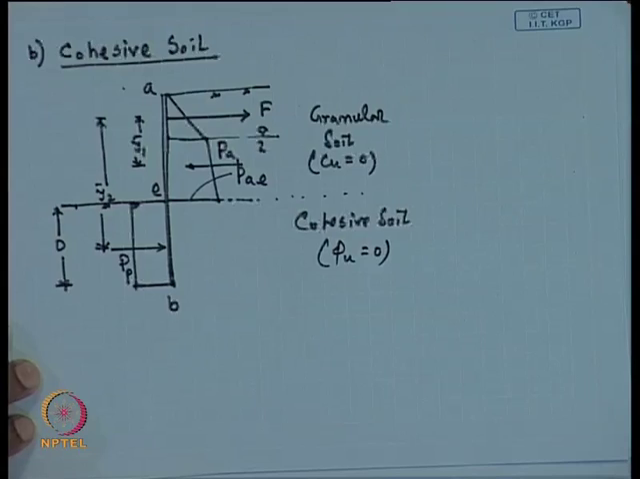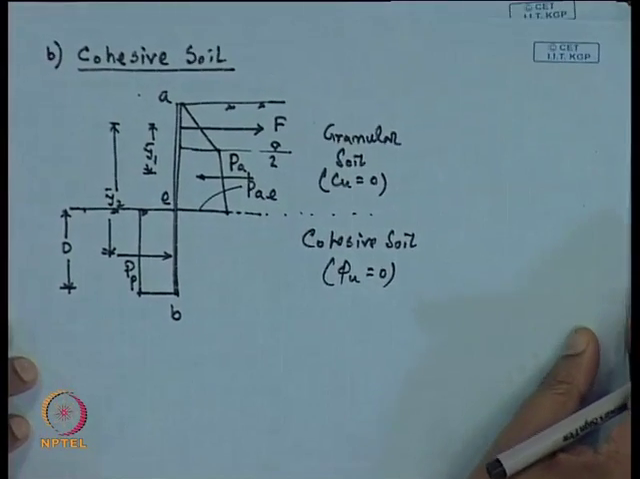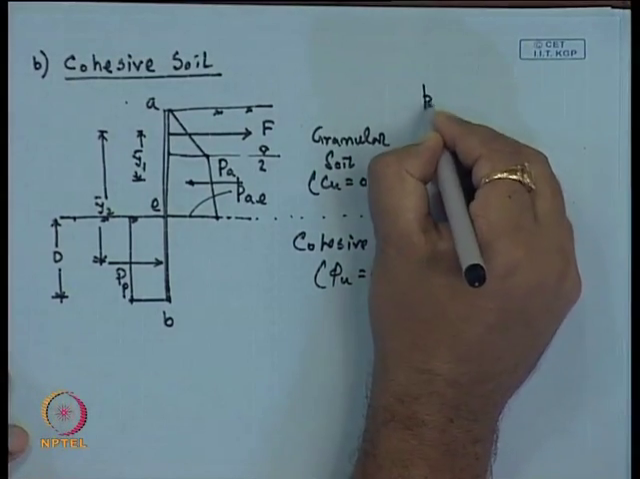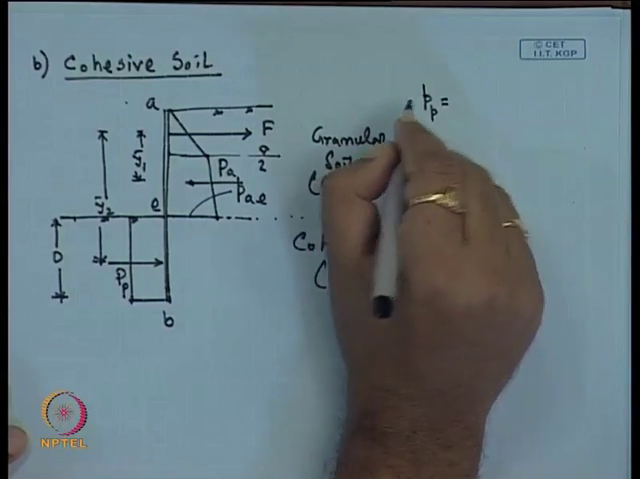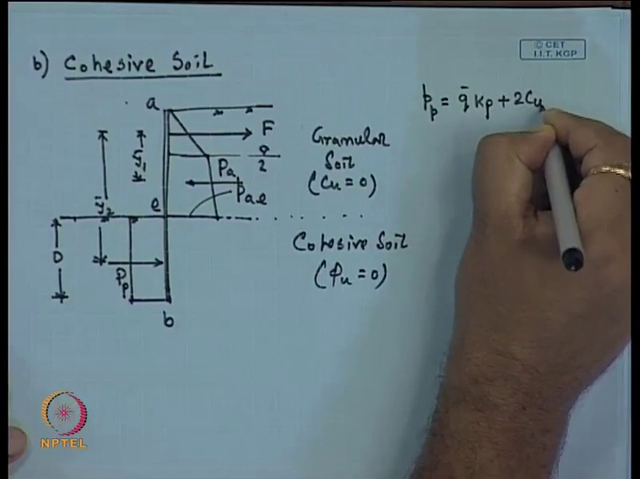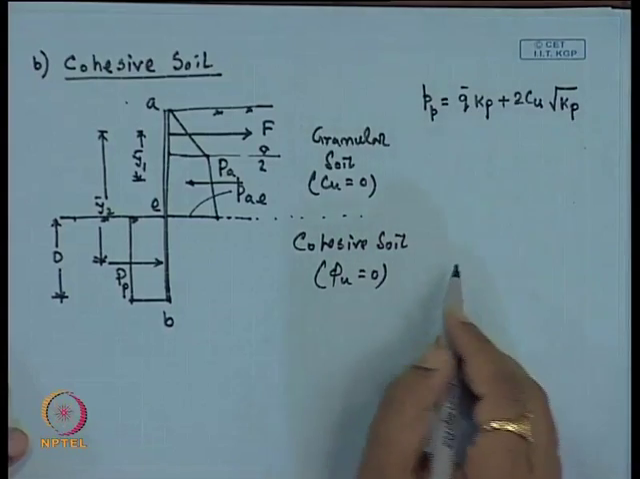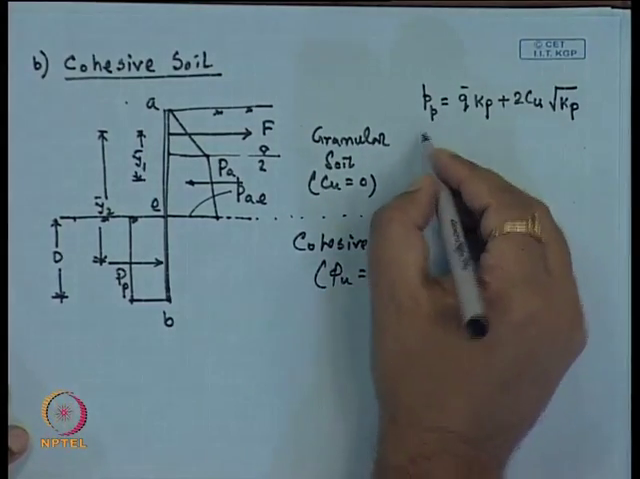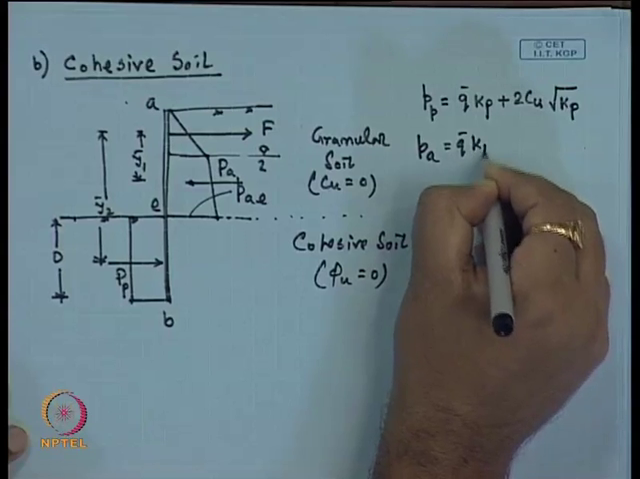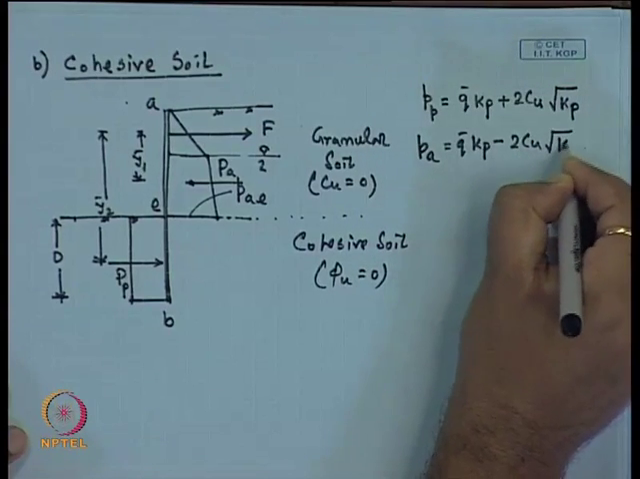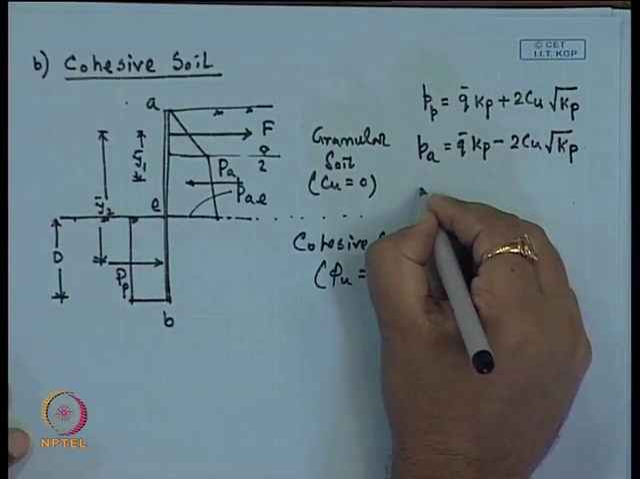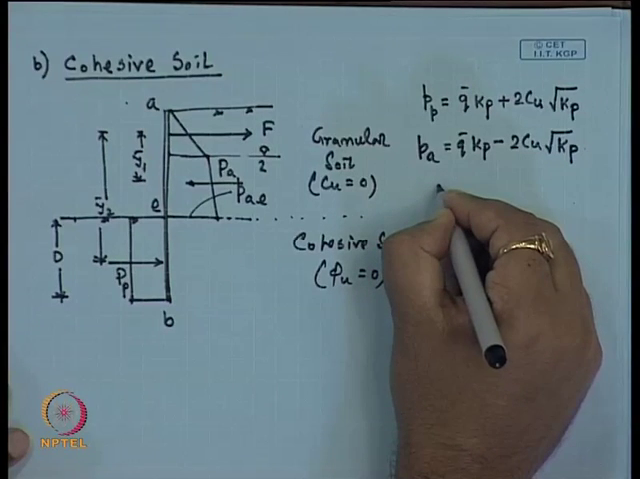Now, when we try to calculate the pressures at different levels, for the passive pressure diagram it is Q bar K_p plus 2 Cu root K_p. This is the common expression to calculate the passive pressure at any point. Similarly, the active pressure is Q bar K_p minus 2 Cu root K_p, where K_p is the passive pressure coefficient and Cu is the undrained cohesion.